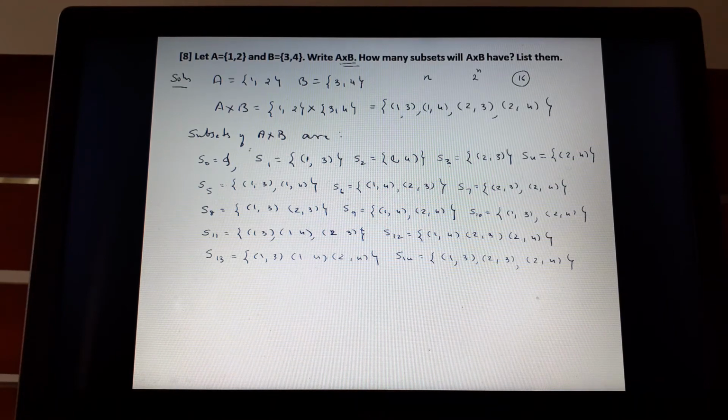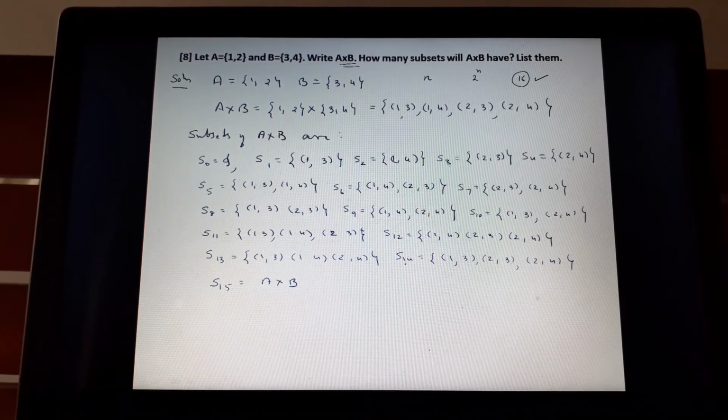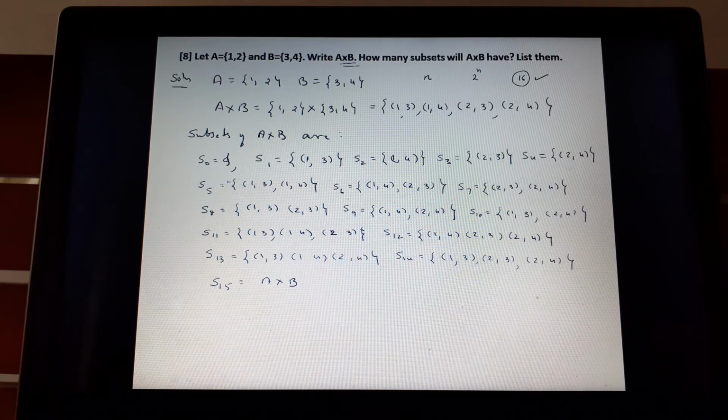See the order. First no element, then one element, 1 2 3 4, then two elements, 1 2 3 4 5 6, three elements, 4. Last one is S15. This contains all, that is A cross B itself. So totally we should have 16 subsets. You can see S0 starts with 0, up to 15. So 16 subsets are there.